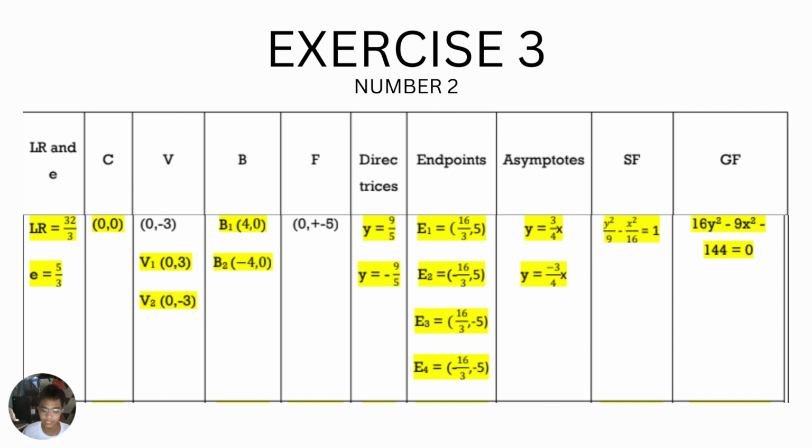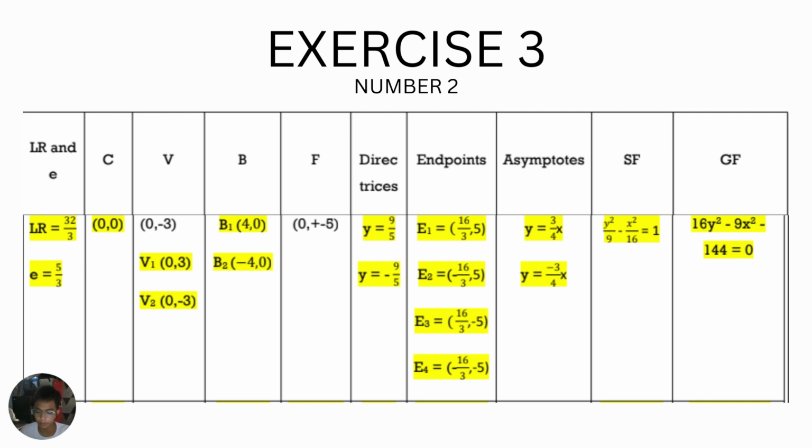Para naman dito sa vertices, so may given naman tayo na 0, negative 3. So, nakuha naman natin itong v sub 1 at v sub 2 by following the formula. For v sub 1 is h, k plus a, and para sa v sub 2 is sinundan natin ang formula na h, k minus a. So, by following that formula, we got the vertex v sub 1 is quantity 0, 3, and v sub 2 is quantity 0, negative 3.